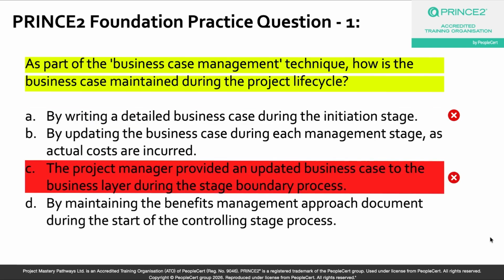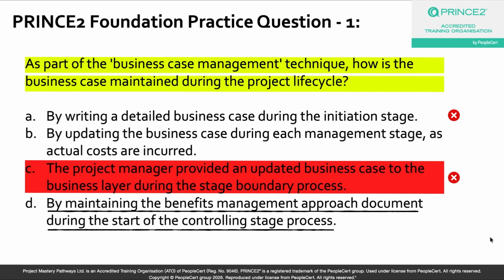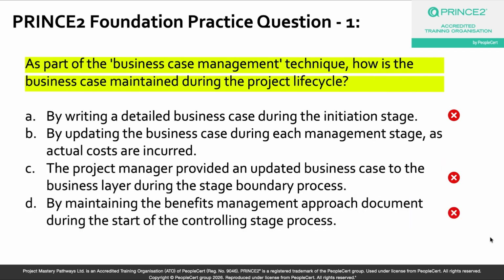Let's look at option D. By maintaining the benefits management approach document during the start of the controlling a stage process. Now that does not make sense at all, okay? Because the benefits management approach is a completely separate management product. It is part of the project initiation documentation or the PID, and it describes how and when benefits will be measured. So maintaining the benefits management approach is not the same as maintaining the business case. So that is why option D is also an incorrect answer choice.